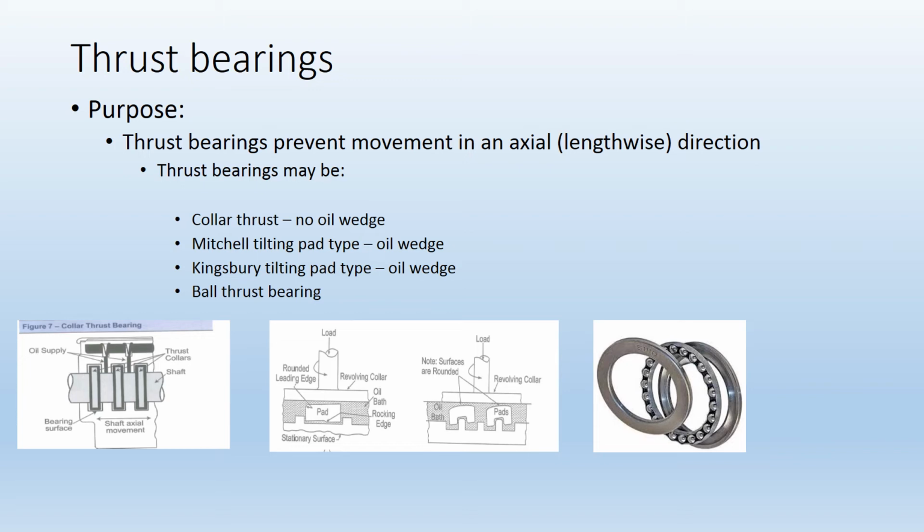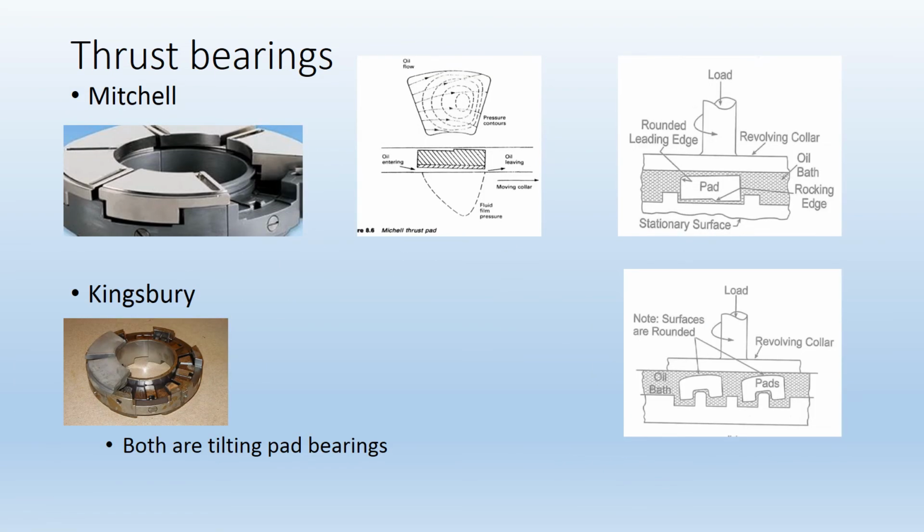The next two thrust bearings are both oil wedge style bearings, which are the Mitchell tilted pad type and the Kingsbury tilted pad type thrust bearing. And the last is the ball thrust bearing. In the tilted pad style thrust bearings, you have the Mitchell and the Kingsbury thrust bearing.